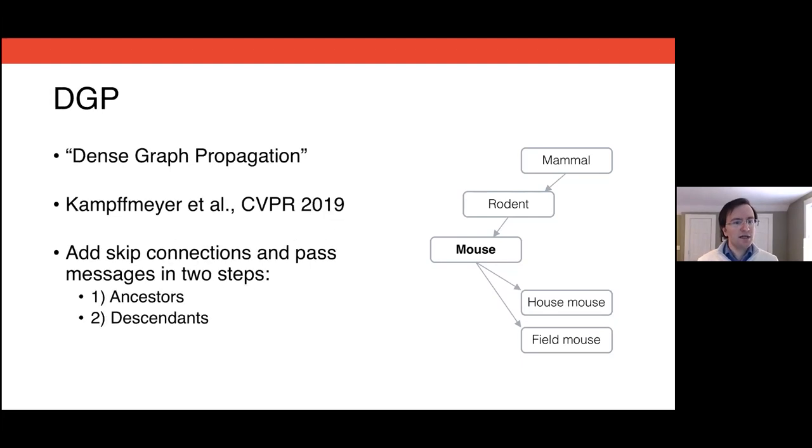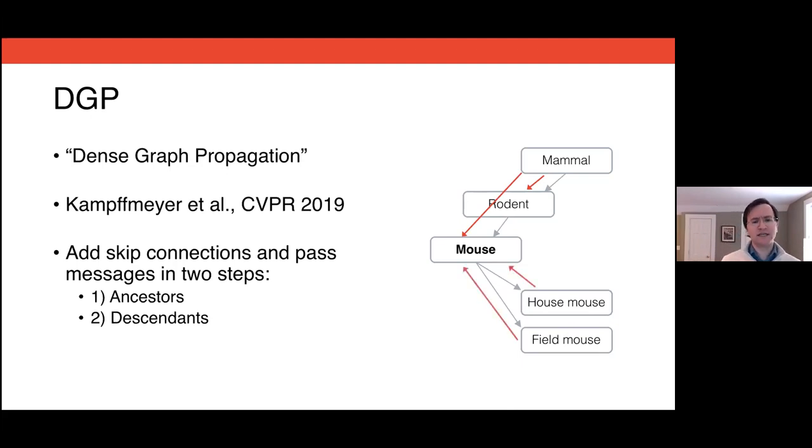And then a year later, the second method that we'll consider is dense graph propagation. This was Kampffmeyer's contribution in 2019. What they noticed was that because the ImageNet graph has a hierarchy, it might be beneficial to adapt the architecture to more explicitly capture that hierarchical information, and in particular, allow information to be passed directly from higher levels in the hierarchy down to the central node. Essentially, they add some skip connections and pass messages in two steps. First, they collect all the messages from the two-hop set of ancestors. So now mammal can pass information directly to mouse, which wasn't happening before.